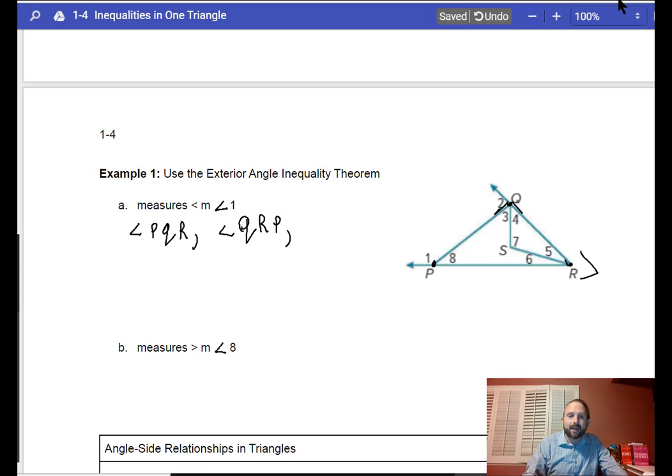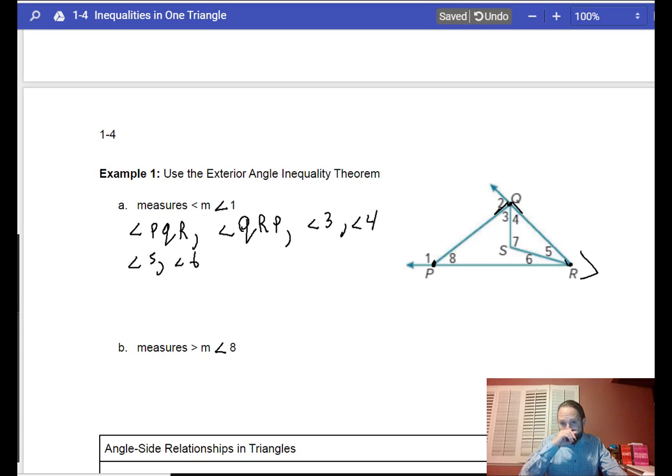Now, using that, we can also understand a few things. PQR is made up of angle 3 and 4, so angle 3 and angle 4 make up PQR, so they're going to be smaller. We also know that about angles 5 and 6. How do we know that? Well, angle 5 plus angle 6 is angle QRP.